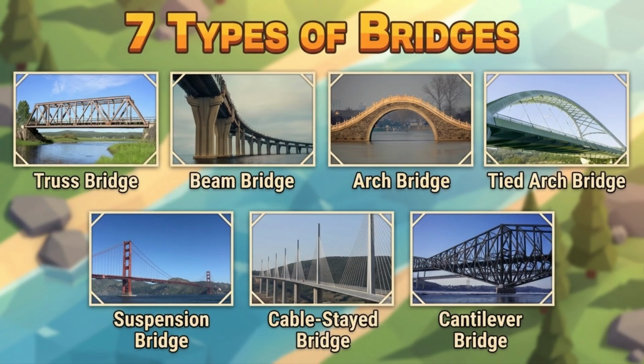There are 7 main types of bridges that I will be discussing today: truss bridges, beam bridges, arch bridges, tied arch bridges, suspension bridges, cable-stayed bridges, and cantilever bridges.